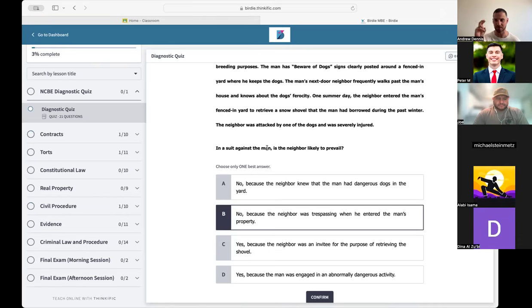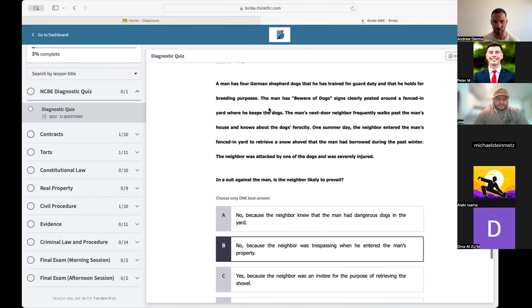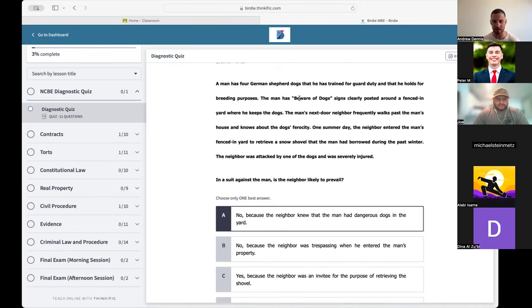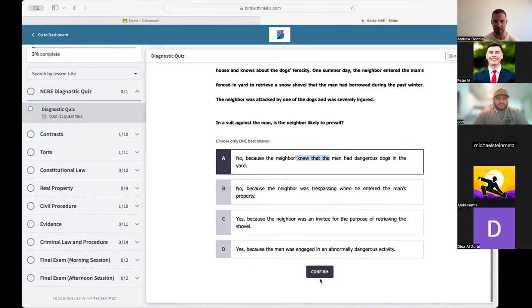Just because you trespass is not enough justification for dog attacks. But if they knew of the ferocity and you had the beware of dog signs, then they assume the risk of this. So the knowledge that the dangerous dogs were in the yard leads to an assumption of risk answer.